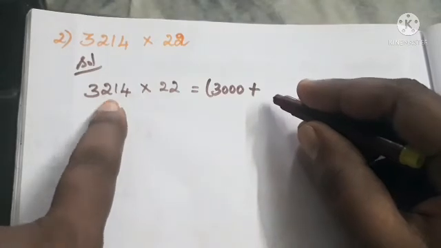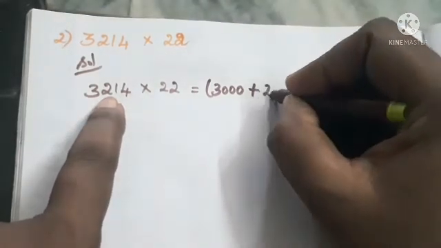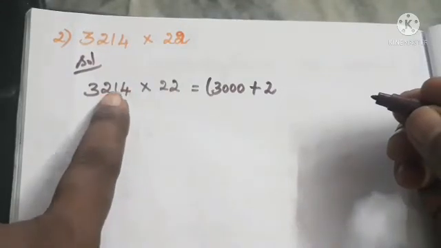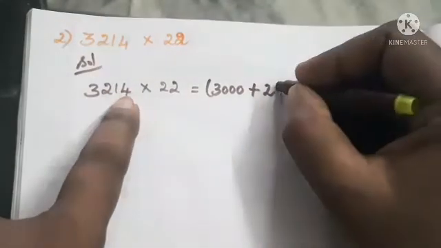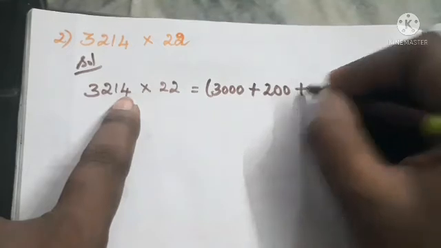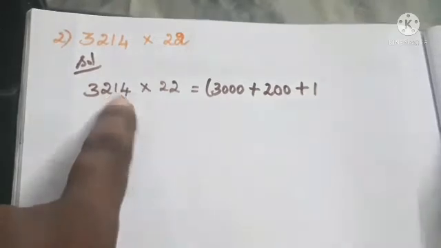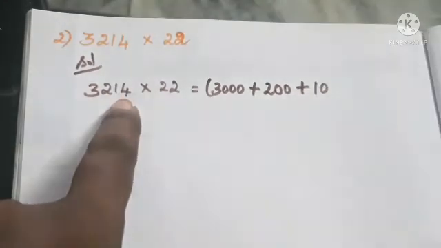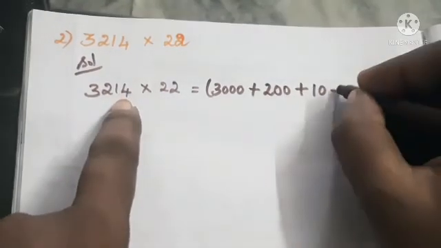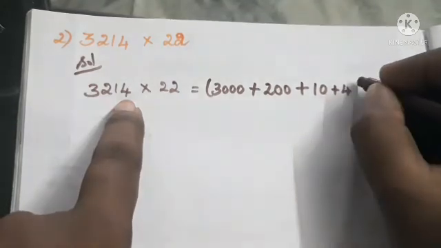Next, my next digit is 2. In the hundreds place we have 2, so we write the 2, and in the tens and ones places we place 0. So we got 200. Then put the plus symbol. Then in the tens place we have 1, and in the ones place we write 0. Then plus. And at the last only one digit is there, that is 4. Then close the bracket.